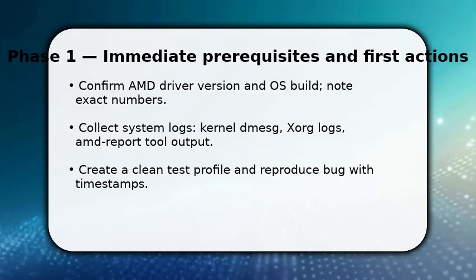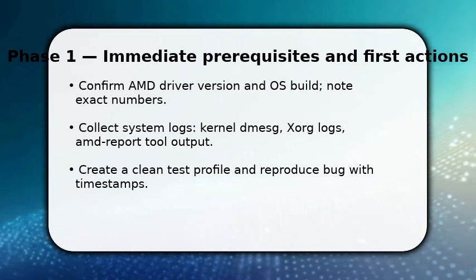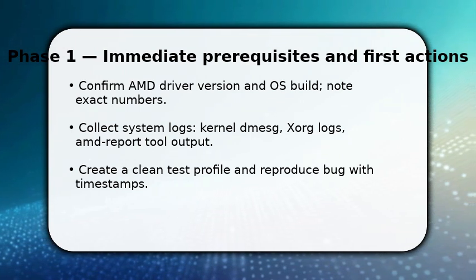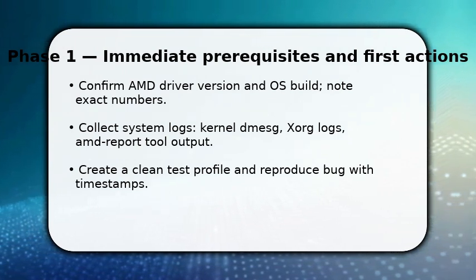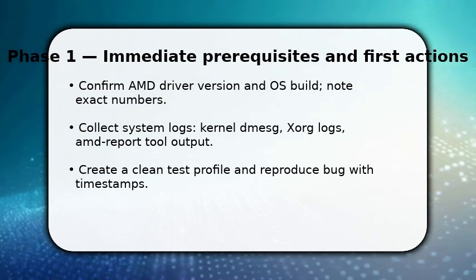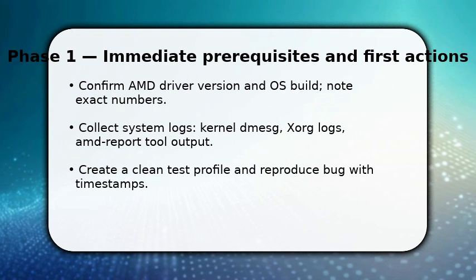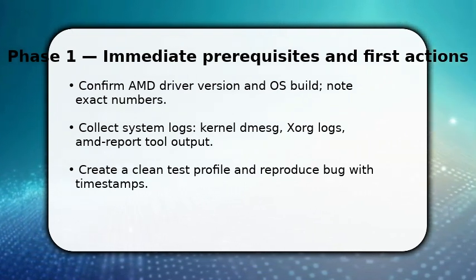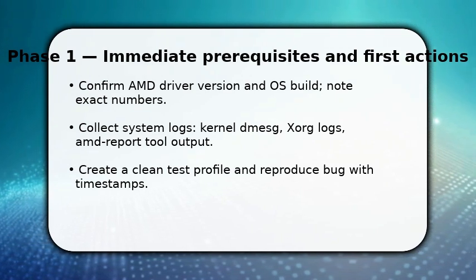You start by verifying the driver and OS details so the report is actionable. Why it matters: developers need exact versions. Once done, gather logs: dmesg, Xorg, AMD report output, and export them with timestamps. Make a minimal, repeatable test profile and reproduce the bug while recording steps. This first stage prevents wasted back and forth.